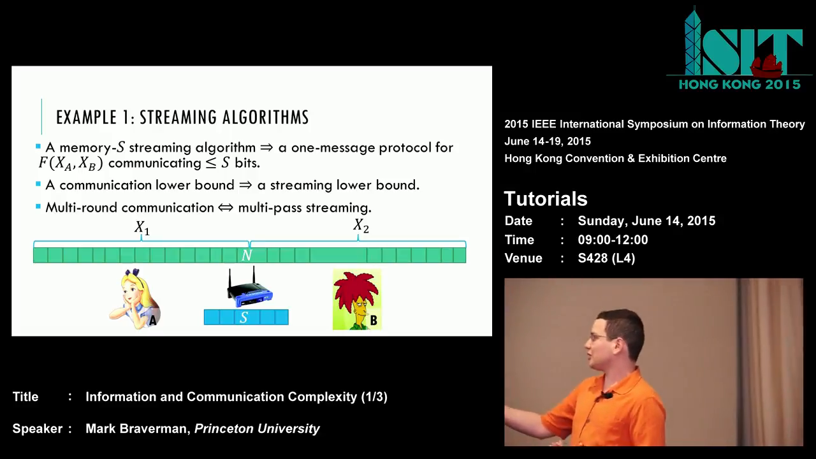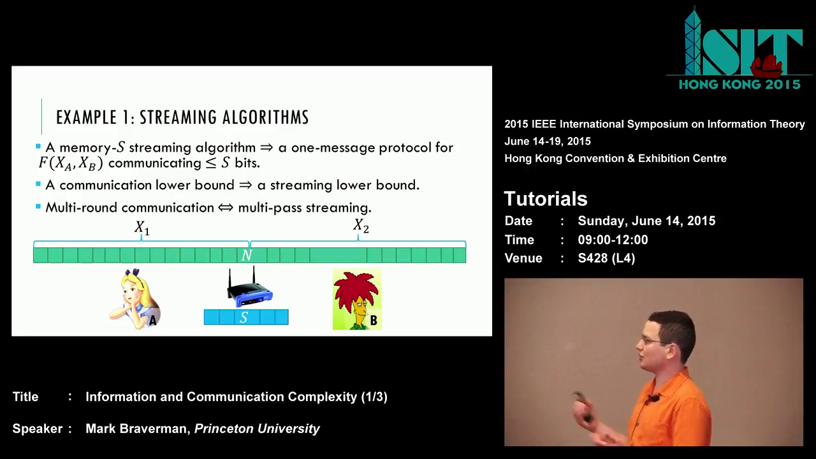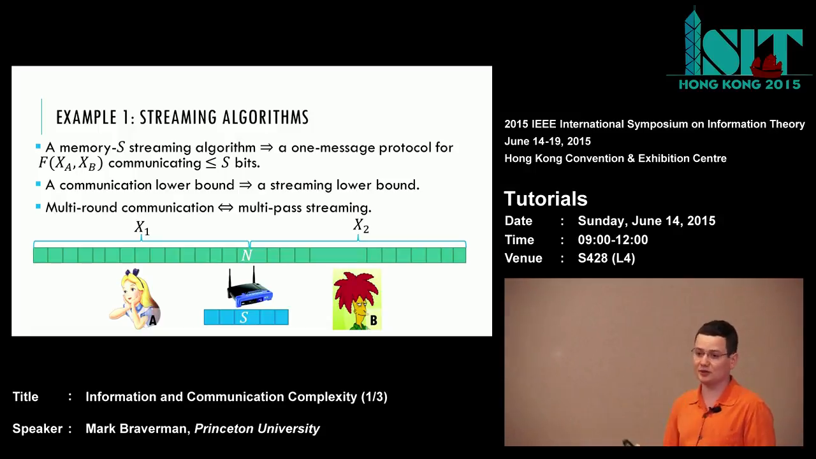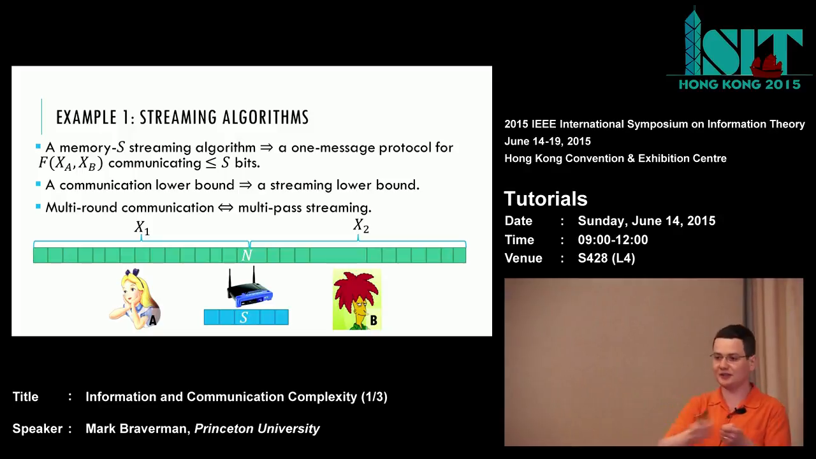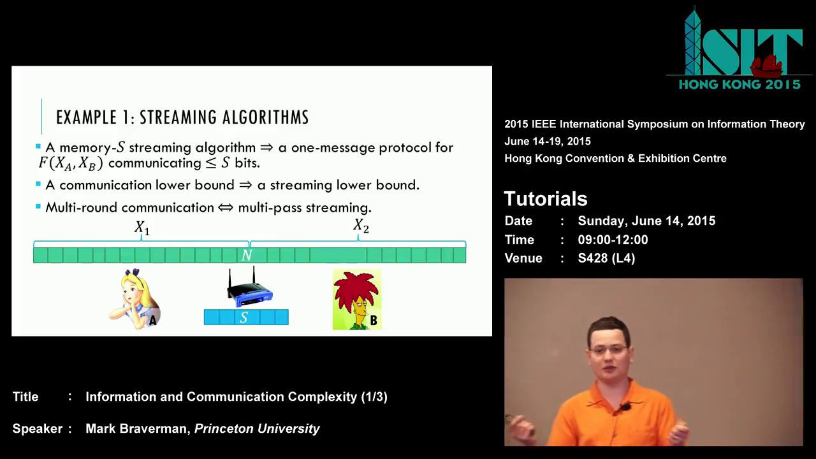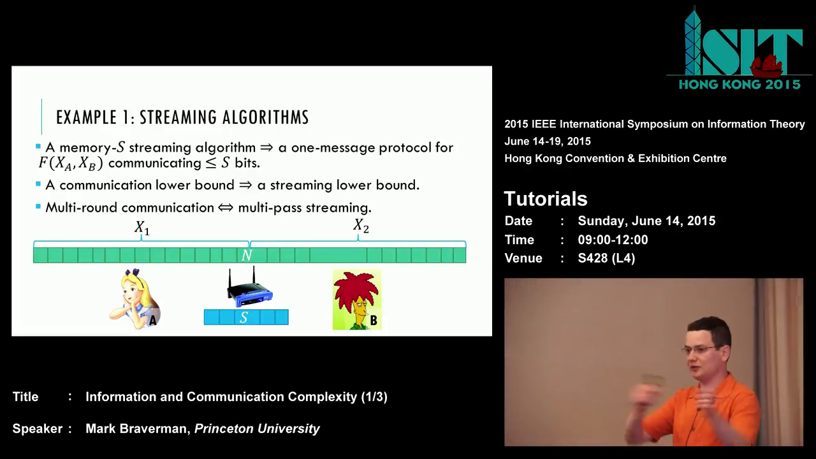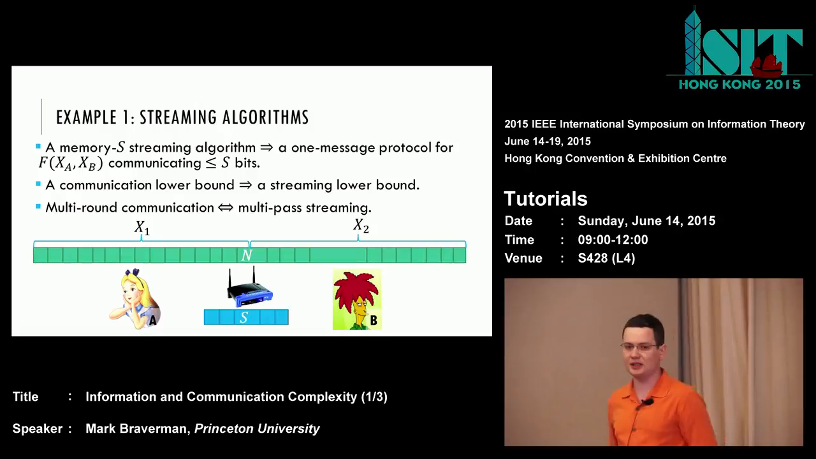And multi-round communication with the same reduction essentially corresponds to multi-pass streaming. So if you had an algorithm that passes 7 times over the data, that gives you a 14-round protocol that uses 14 times S communication, because they would need to switch contexts 14 times.